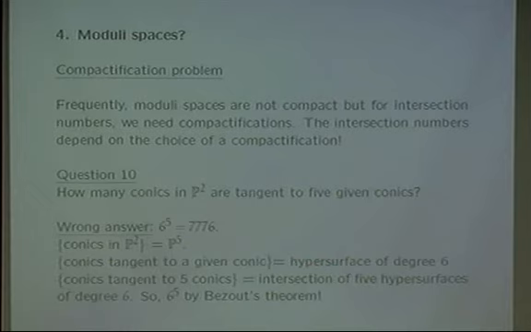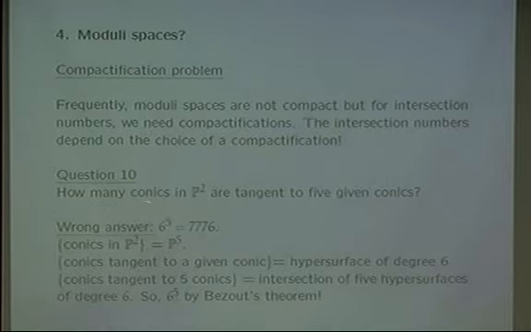Okay, so that's intersection theory. In moduli spaces, what are moduli spaces? As I explained in the definition, the sophisticated issue about moduli spaces is the compactification problem. Because the moduli spaces are often not compact, but we need compactification, as we saw, in order to get nice intersection numbers. So, unfortunately, the intersection numbers depend on the choice of compactification. If you choose a different compactification, you get a different intersection number. That's the complication.